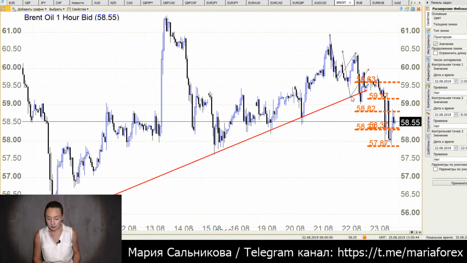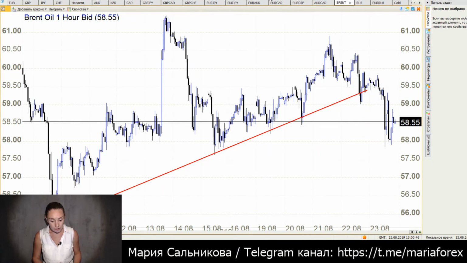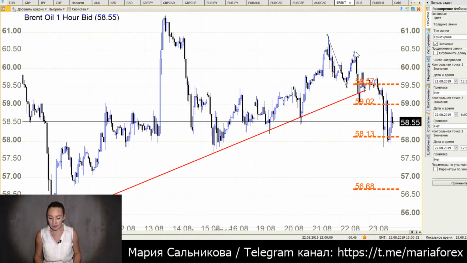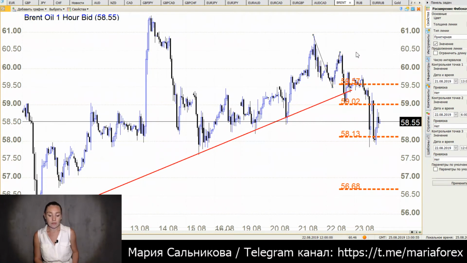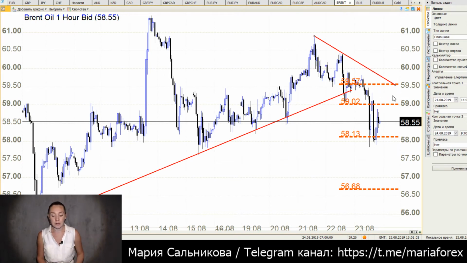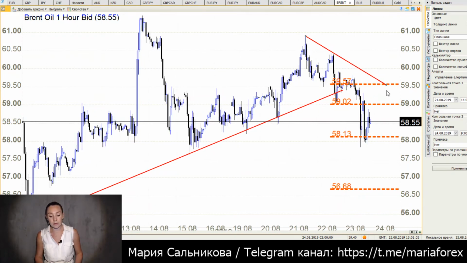Your trading, your deals should be like that. To sell from 59.50. Put here like this tendency line. Yeah, you can try to sell from 59.50, from 59 with the target to 58.13 and then 56.68.